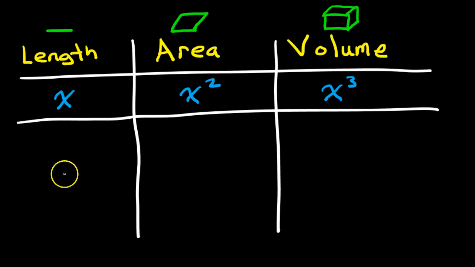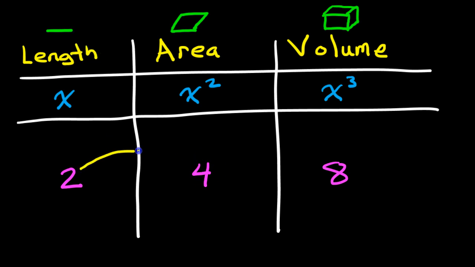If a length is, let's say, 2, like if this little line right here has length 2, then the area that I would get if I made a square out of that would be 4. And the volume I would get if I made a cube out of that would be 8. Notice that I'm not getting the 8 from the 4. Everything is coming from the 2.